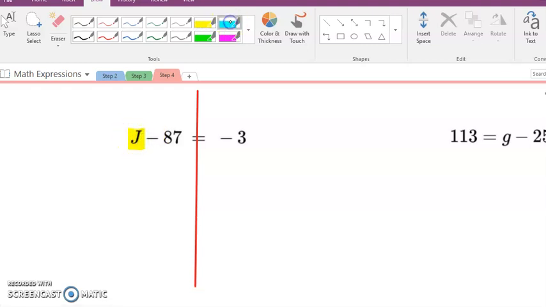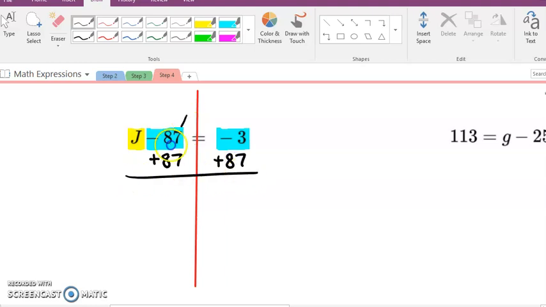I have a J. I have negative 87. I have negative 3. We're trying to solve, which means we want to get J by itself. That's the variable. To do that, we're going to add 87 to both sides. The 87s cancel out. Negative 87, positive 87 cancel out. J equals 84.